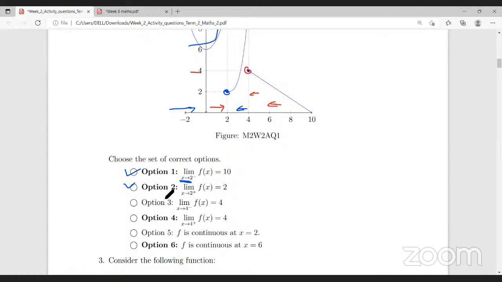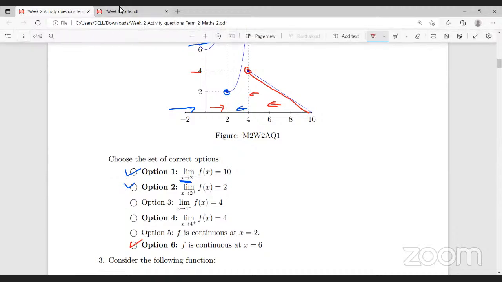Okay, sir. So f is continuous at x equals 6, right? X equals 6 is continuous. You can see from the graph only, right? Yes, correct, sir.